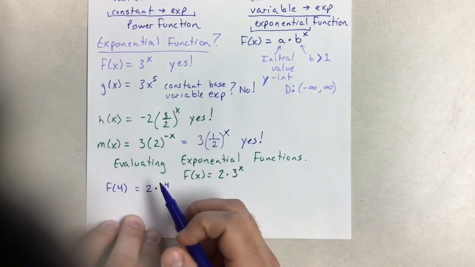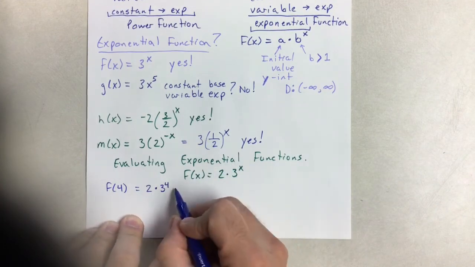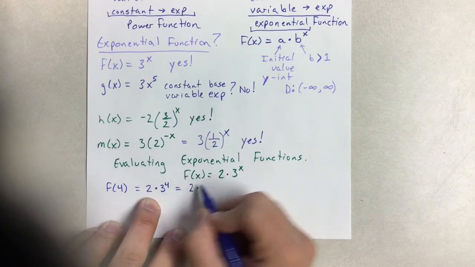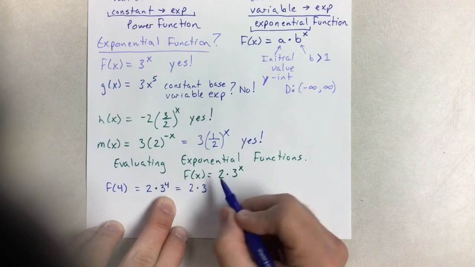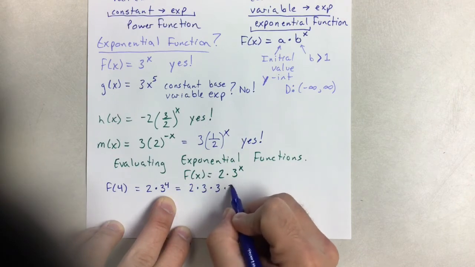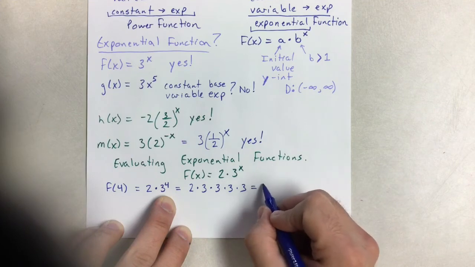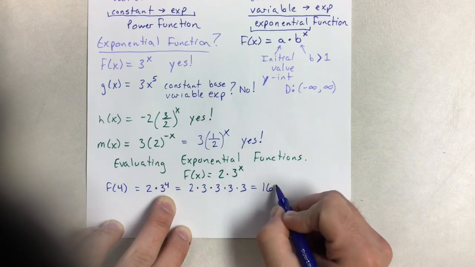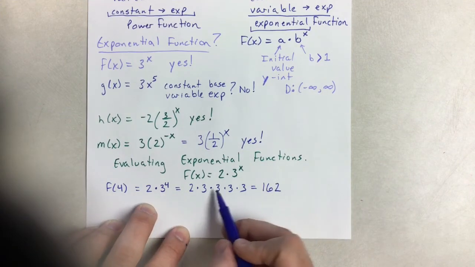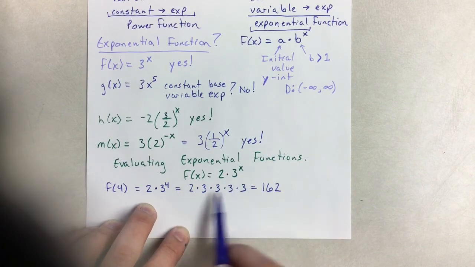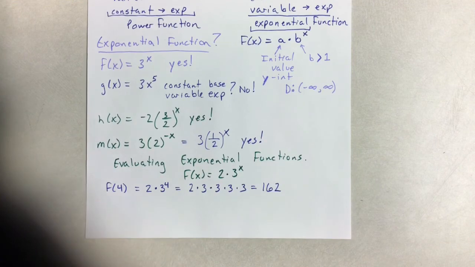Yes, we could put this into the calculator and get a quick answer, but understanding what this is telling us is we have 2, our initial value, multiplied by 3 4 times. And we end up with a result of 162. So 3 times 3 times 3 times 3 is 9 times 9, which is 81. 81 times 2 is 162.